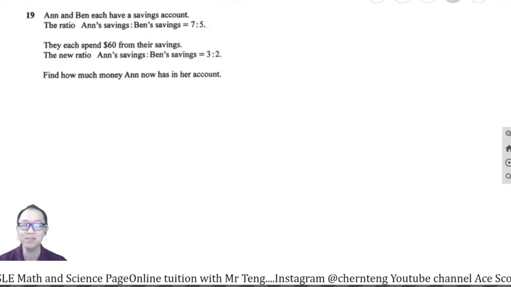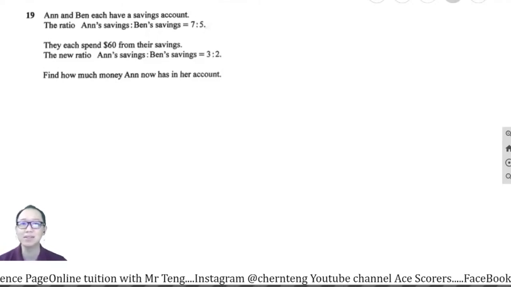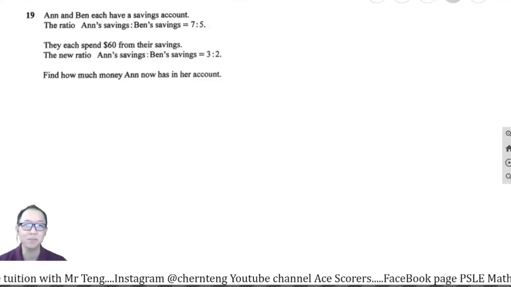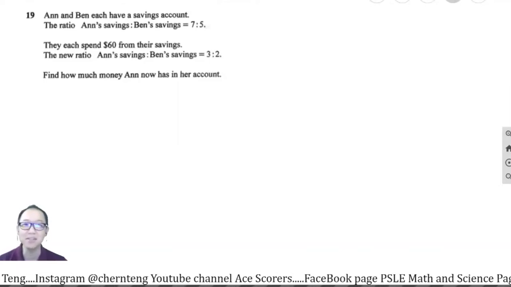But of course, we use these sort of terms for P6 students. Sec 4, just say, I use simultaneous, okay? You can use simultaneous to help you solve this question. Last 10 seconds. 9, 8, 7, 6, 5, 4, 3, 2, 1.